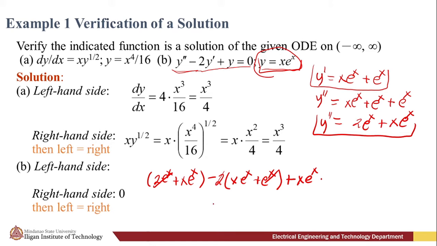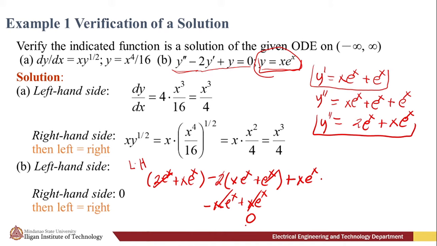We have negative x e raised to x plus x e raised to x. So cancel pa rin to silang dalawa. So ang left hand side natin, we have 0.